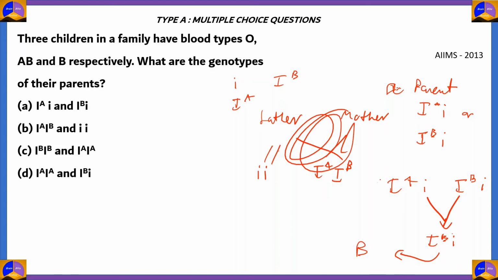So for the parents to have all three of their children in the same order, we need to have the genotype as IAI and IBI respectively. In the second option, only A and B are present. In the third option, only AB is present because both are homozygous. And in option D, only AB and A are present. All of these are incorrect.